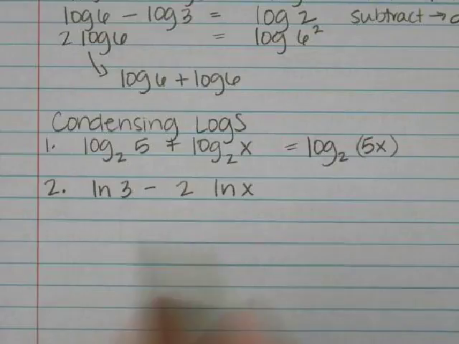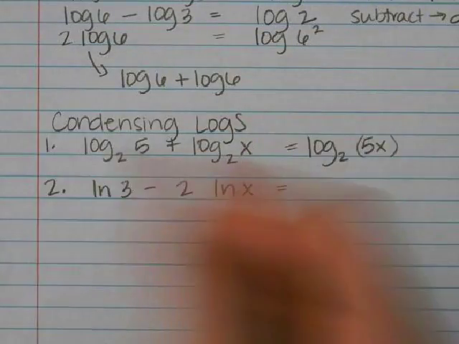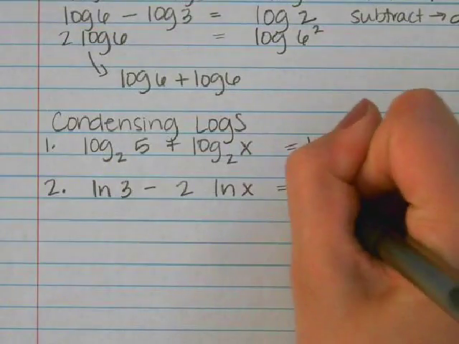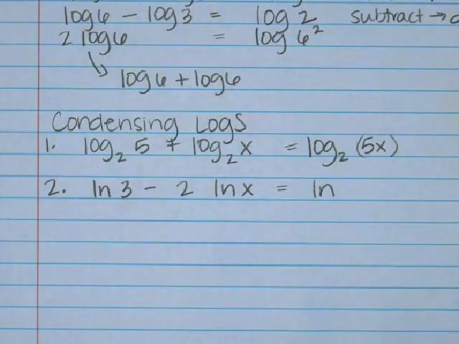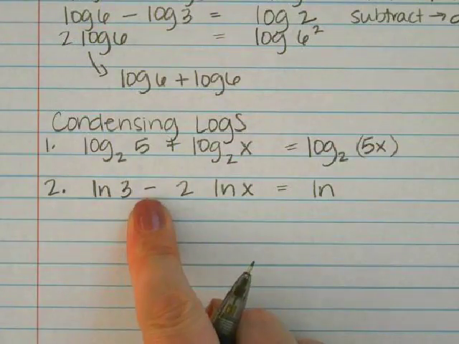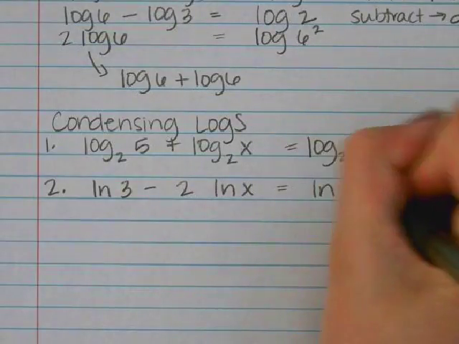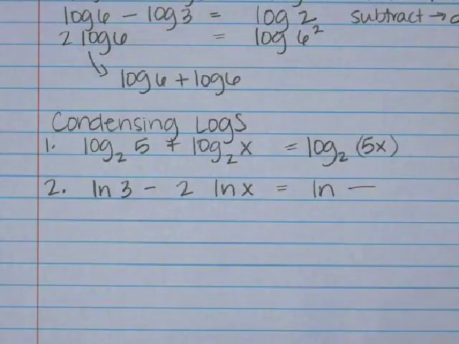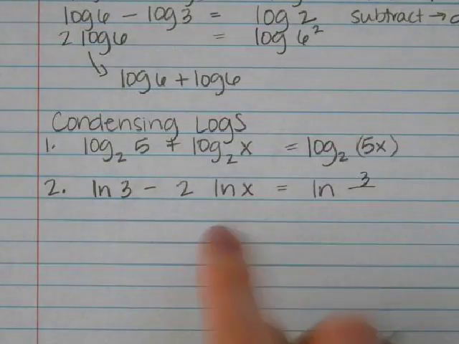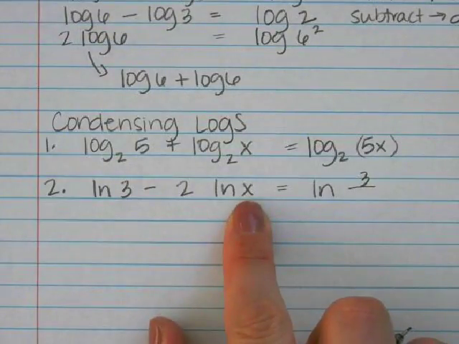All right, so we have ln's. They match, right? ln and ln. So our answer is going to have ln in it one time. And we've got a minus sign, so what are we doing? We're going to be dividing, so I know I'm going to be taking ln of a fraction. So 3 goes on top. And then on the bottom, what did you say goes on bottom?